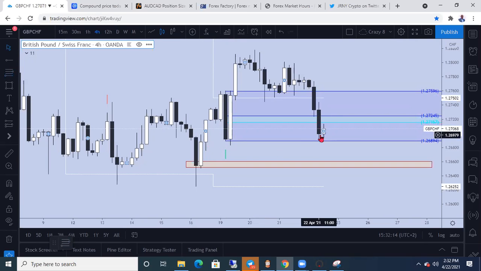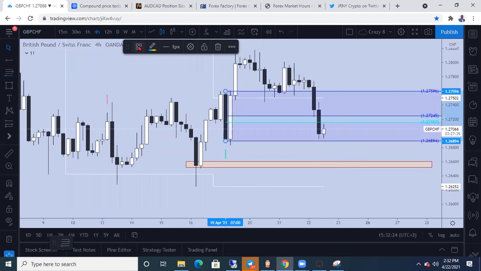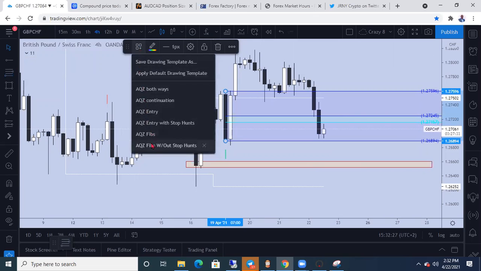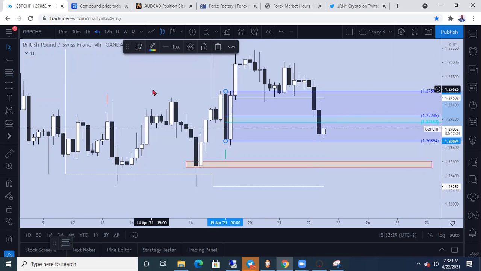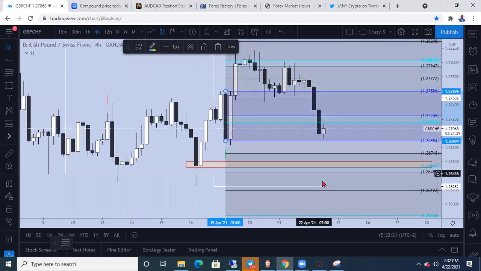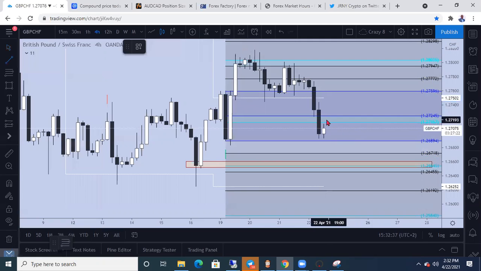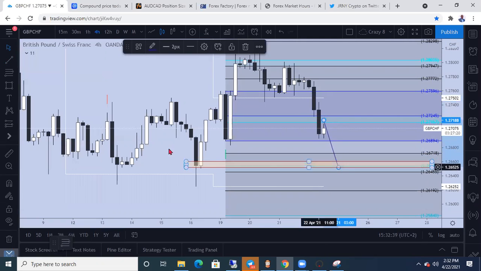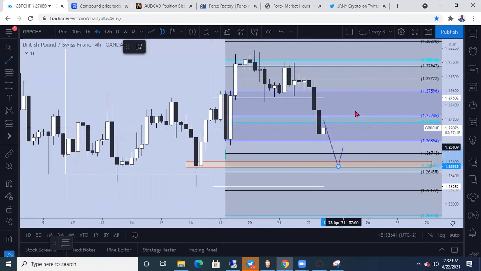Price invalidated. I could take a sell and I'll be targeting this zone because I know when price gets here, I anticipate a reaction. Now, if I put my fib like this, both ways, I'm having this region sitting around my TP1. So it's very possible for me to see price trade to my TP1 and then explode.